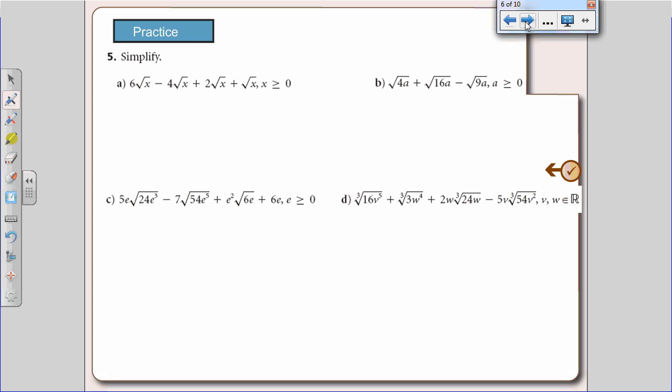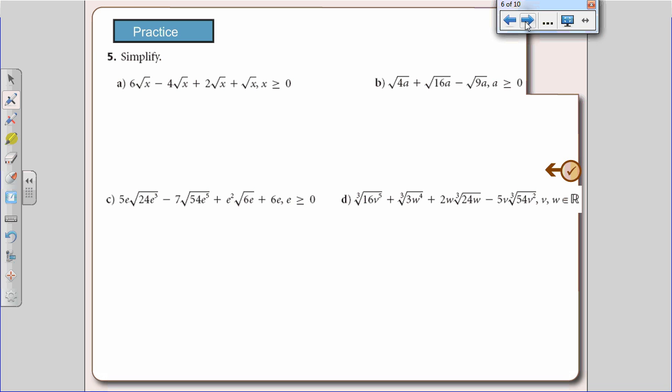If you look at C right now, is there anything you can combine? No, there's nothing you can combine, right? We have root 24 e cubed, we have root 54 e cubed, root 6e. Those are all different terms. And then we have 6e over here by us. Okay, let's simplify it. This first one: how are we going to simplify the root 24 e to the power of 3?